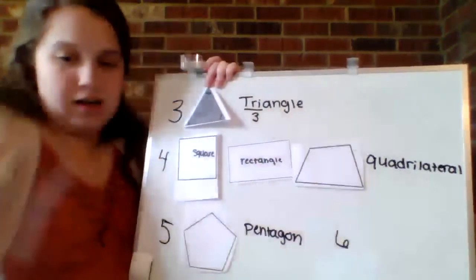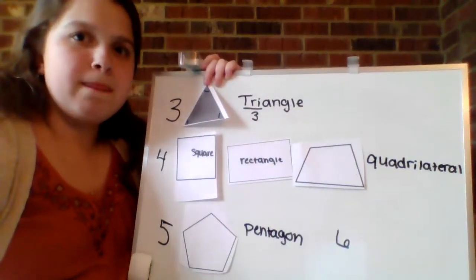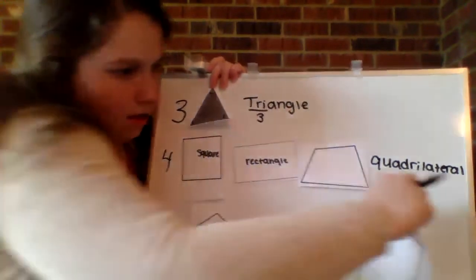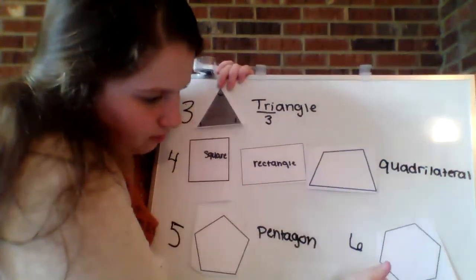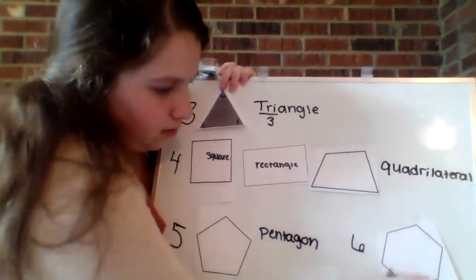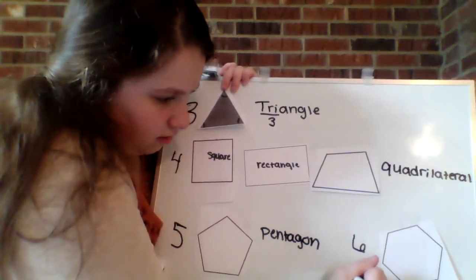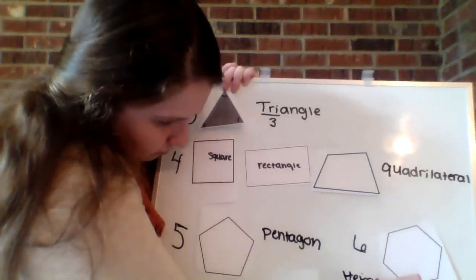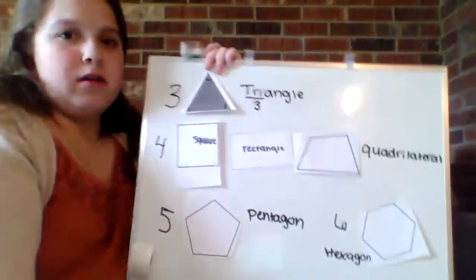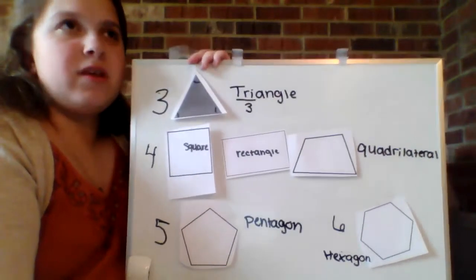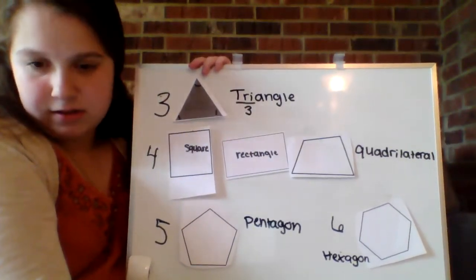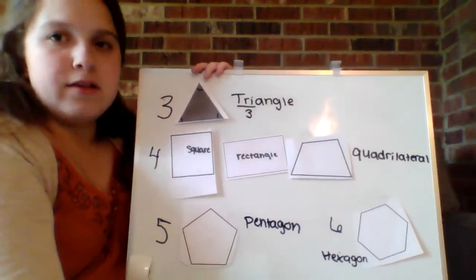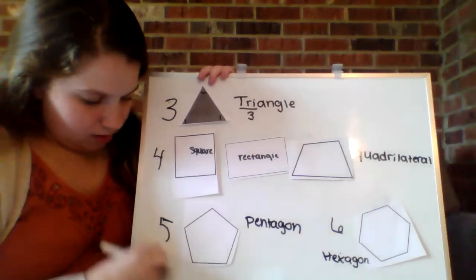A six-sided shape is called a hexagon. A hexagon. So this is something when you're looking around your house, you can be trying to look for these different kinds of shapes, thinking about these terms.